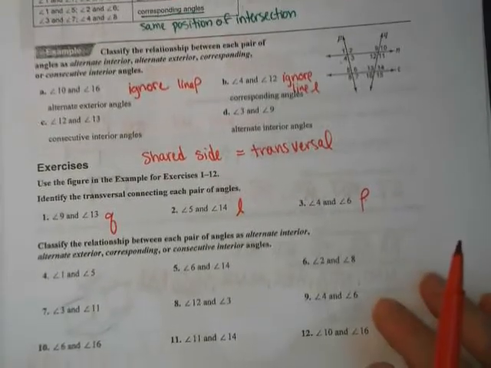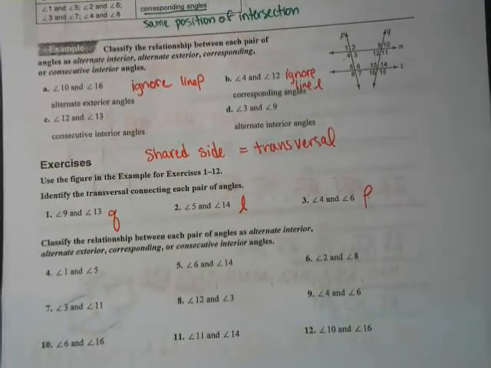Classify the relationship between each pair of angles as alternate interior, alternate exterior, corresponding, or consecutive interior. So I am going to try to do one of each, and then I will pause, let you guys finish them, and then I'll reveal the answers.